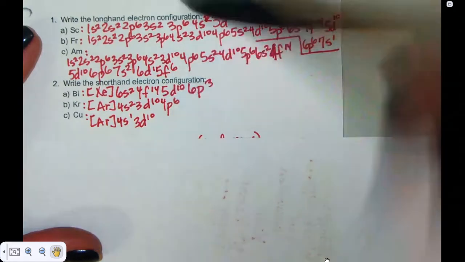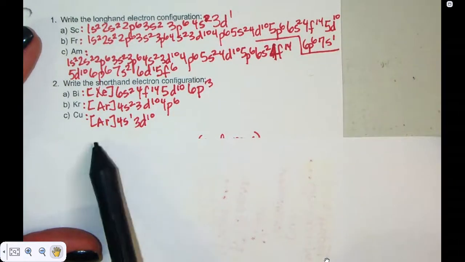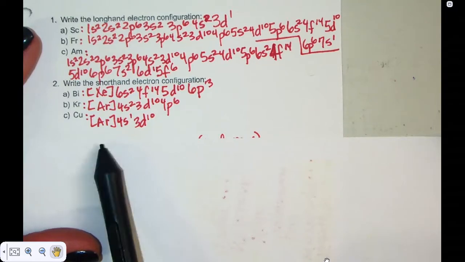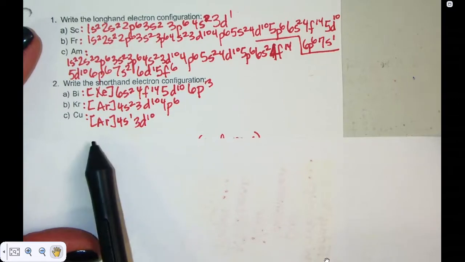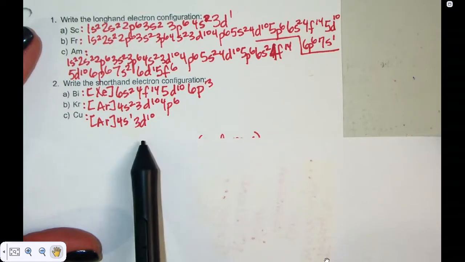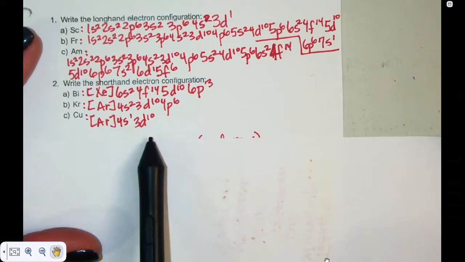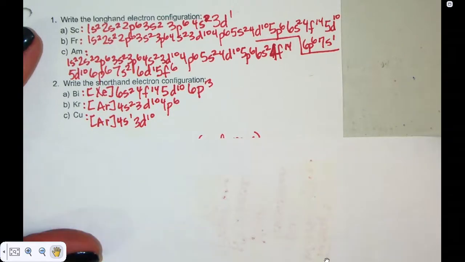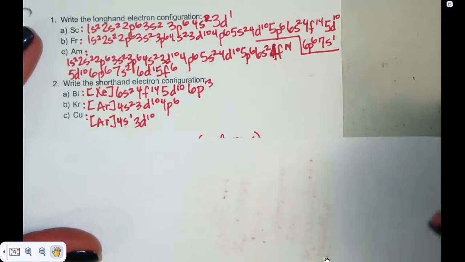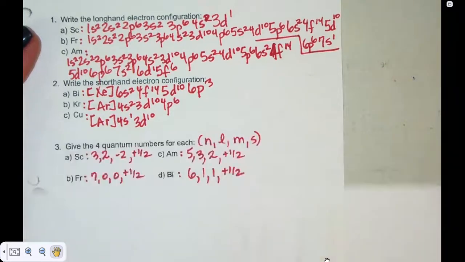And for copper, remember copper is one of the exceptions. Copper and chromium are the two exceptions to the electron configurations. So you would put argon in brackets, 4s1, 3d10. This gives you a half-filled s orbital and a completely filled d orbital, which makes the whole atom more stable. Remember, copper and chromium are the two exceptions to your electron configurations.